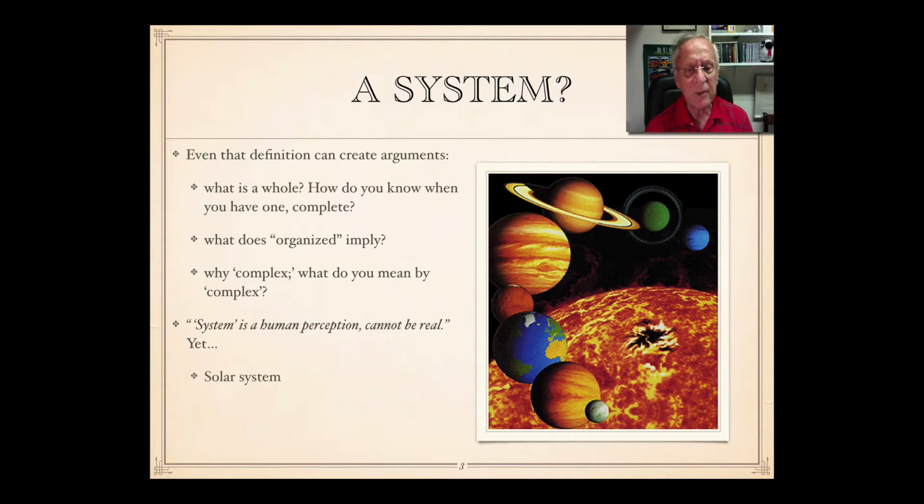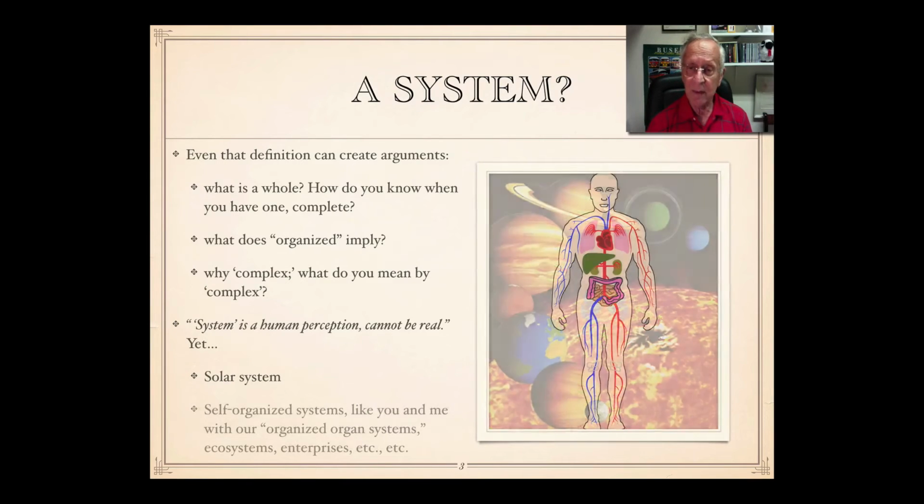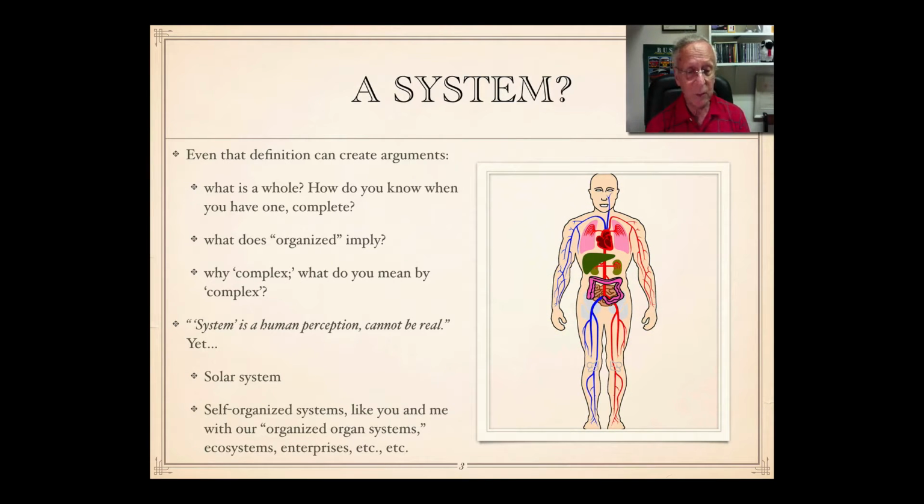System is a human perception, cannot be real. Yet we have the solar system, and we have self-organised systems like you and me, with our organised organ systems, ecosystems, enterprises, and so on.